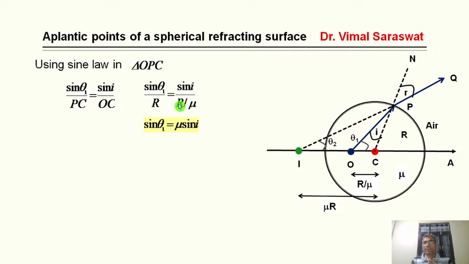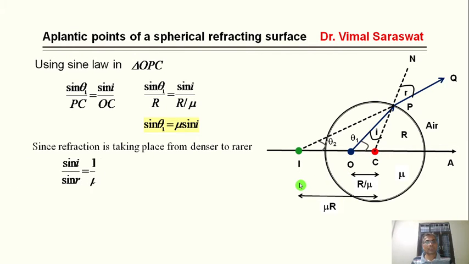Now R and R will be cancelled out. So sine theta 1 equal to mu sine I. Since refraction is taking place from denser to rarer medium, this is our denser medium and this is rarer medium. So refraction is from denser to rarer medium.